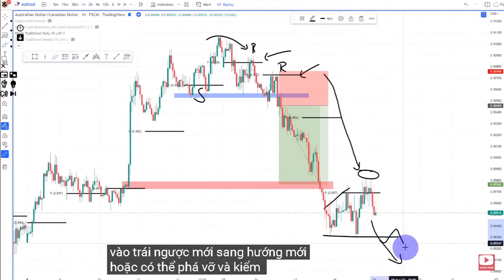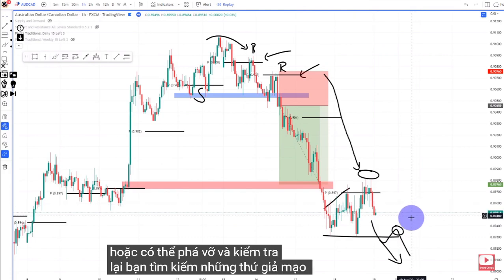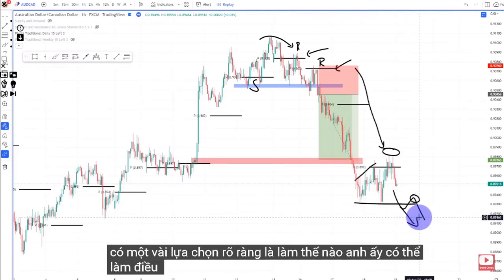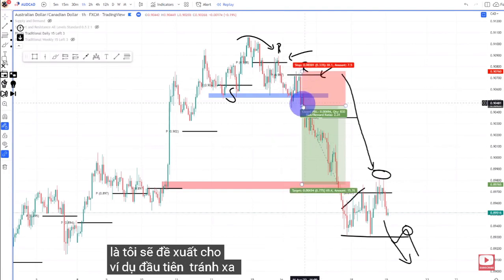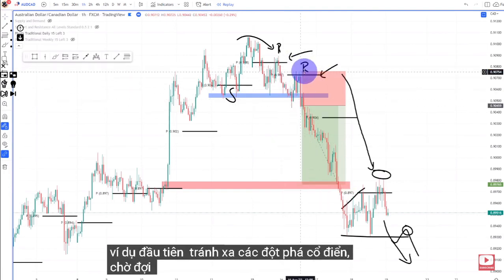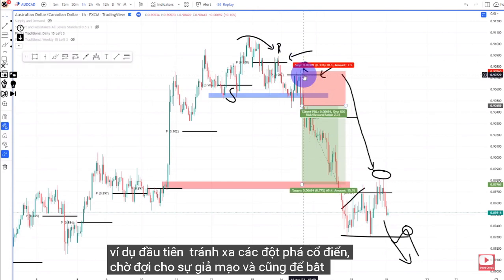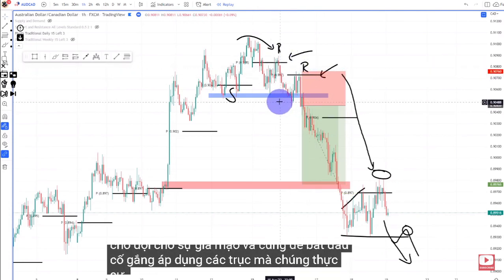Or maybe a break and retest. Again, you look for those fake outs. There are a few options, obviously, how you could do that. But the most important thing that I would recommend, for the first example, is to stay away from classic breakouts, wait for the fake out, and also start trying to apply pivots that are really, really strong.